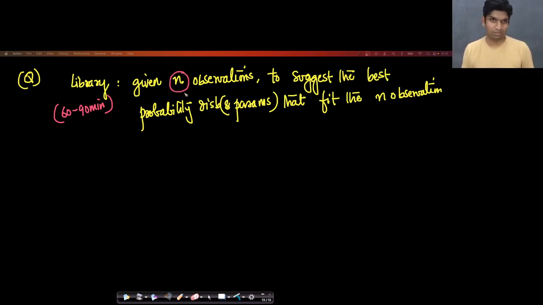That's okay for me. Okay. I'll give you n observations as your input. Please tell me the probability distribution and parameters that fit the n observations. Is the question clear? This is like a live coding thing. Is the question clear to you? Again, if you can suggest your thoughts on how you would do it.